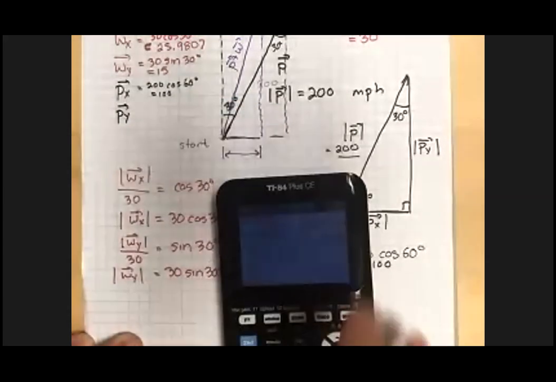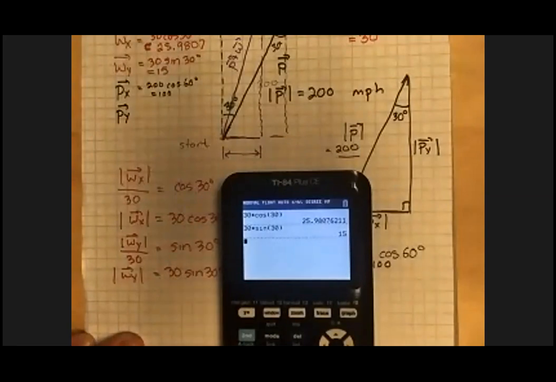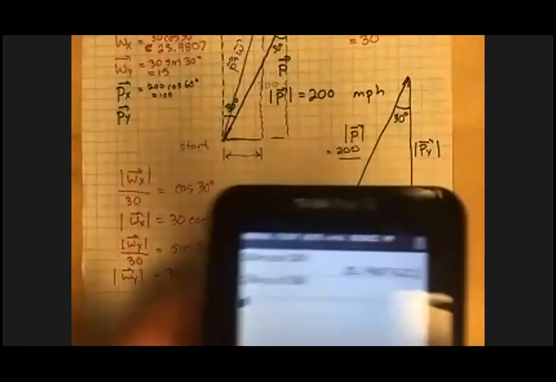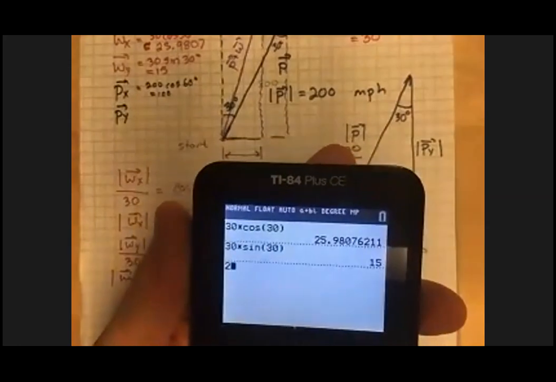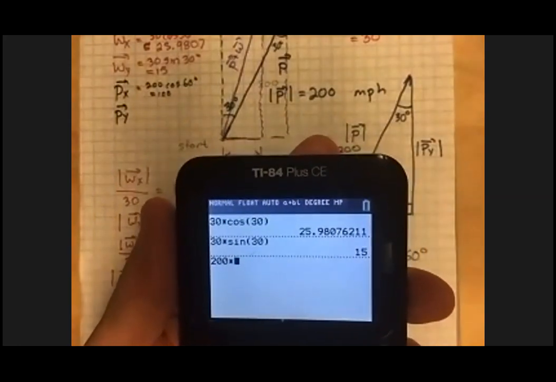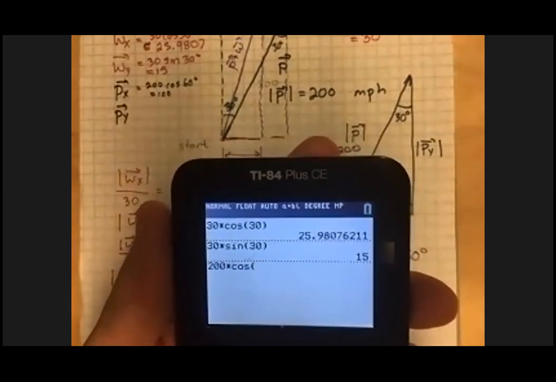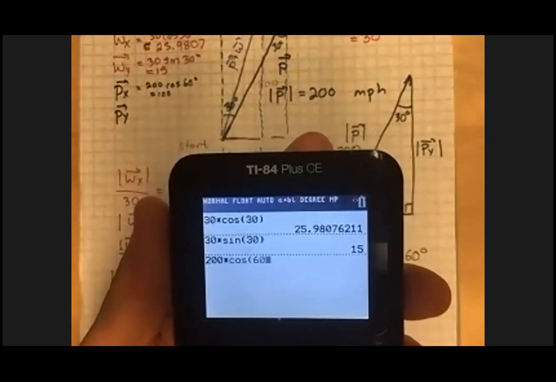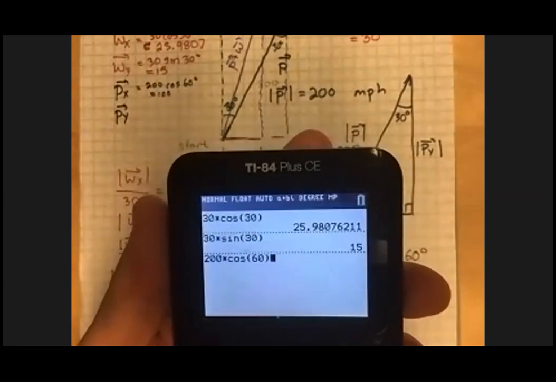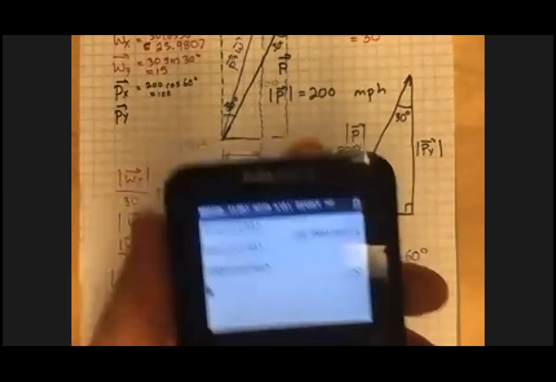So if I typed 200, I'll bring it closer to the screen. I don't mind this calculator, except the printing is smaller. So I could see that be a slight issue for you if I lay it on a table. So 200 cosine 60 is exactly 100.